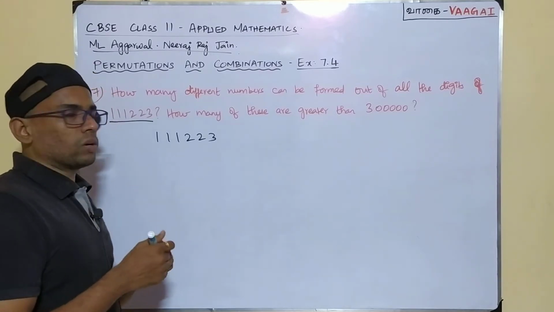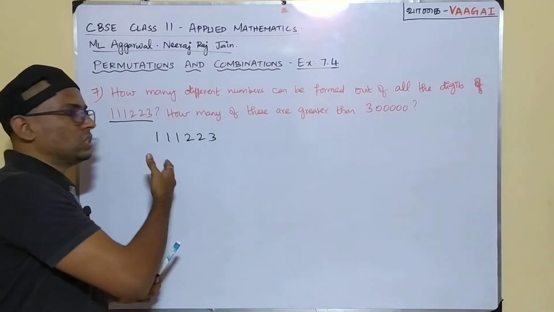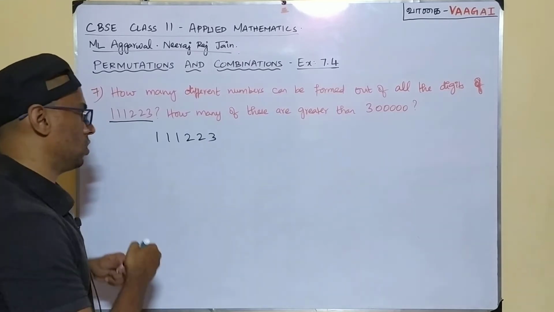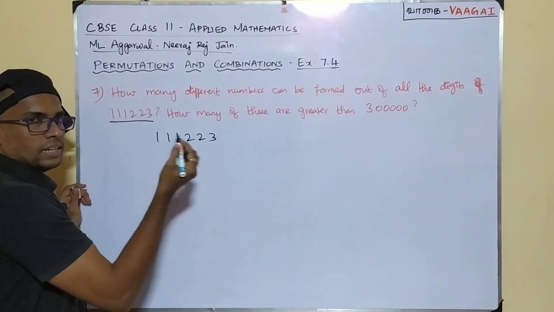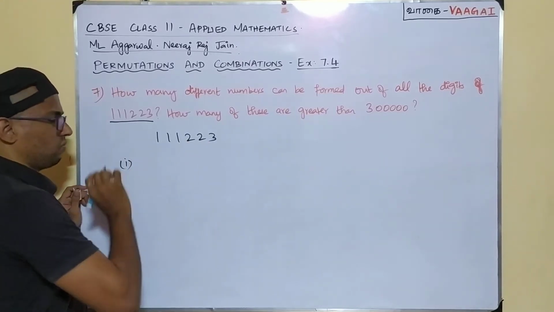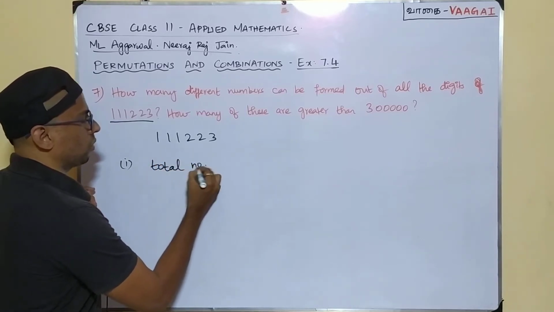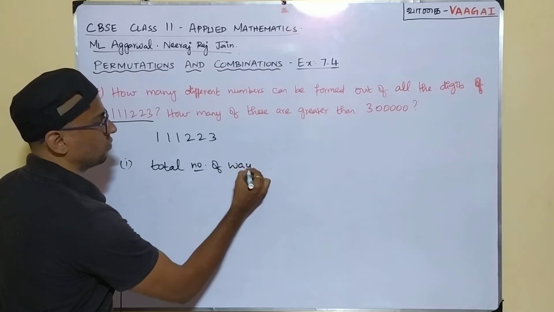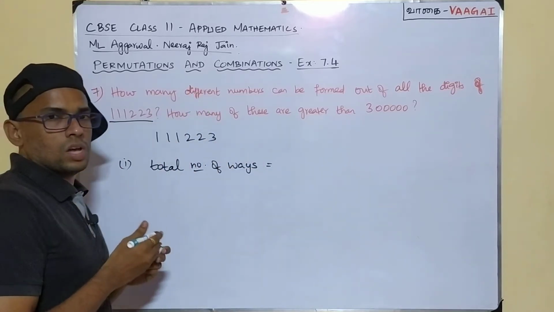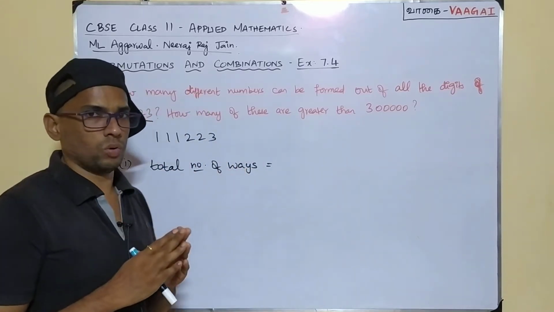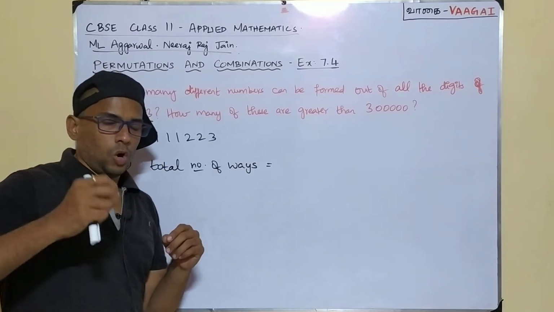Now we have to see totally how many numbers we can form using these 6 digits. This is going to be the question. I'll write it as the first subdivision, the total number of ways we can form. I'll try to answer the first part of the question, which is totally how many numbers we can form.